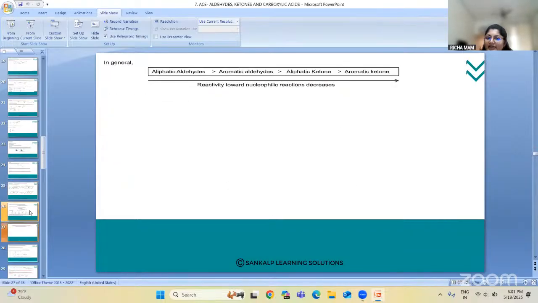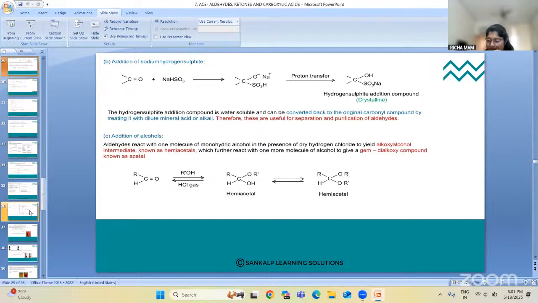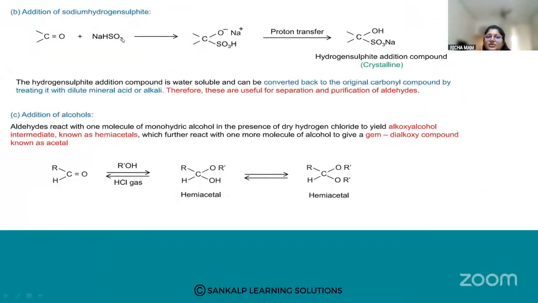We have discussed the reactivity. Then we saw some important examples of nucleophilic addition. The first was addition of hydrogen cyanide across the carbonyl carbon, which yields a cyanohydrin. Then we discussed the addition of sodium hydrogen sulfide, where the sulfide group attacks the carbonyl carbon and you get a hydrogen sulfide addition compound.